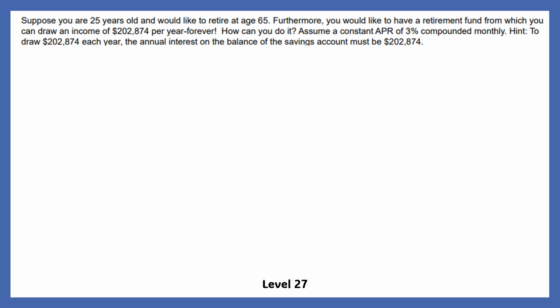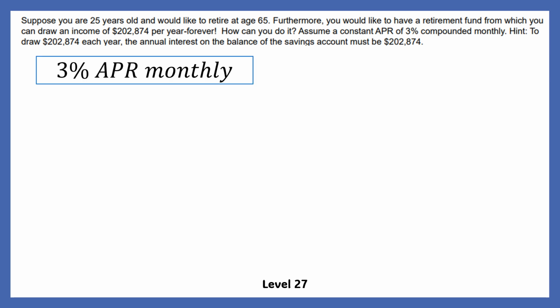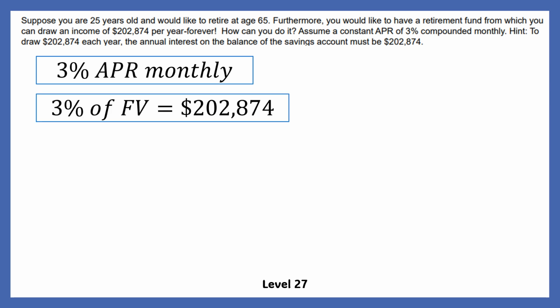Suppose you're a 25-year-old and would like to retire at age 65. You've got some time. And let's say you want to live pretty well. So according to this, it says you're going to have just a 3% return. We're being very conservative. However, we want $202,000 per year.